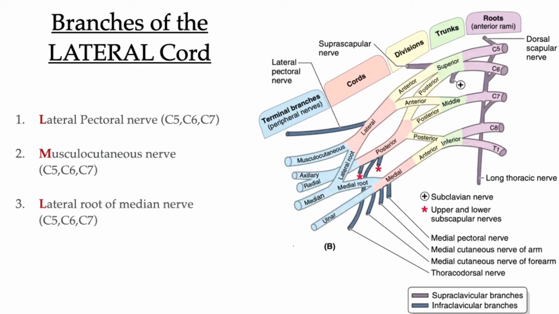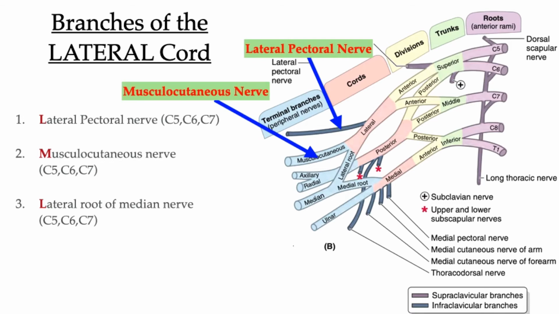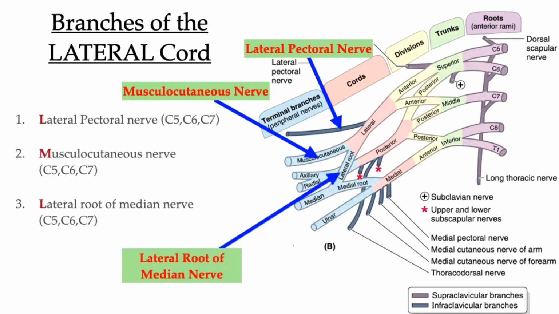Lateral cord of the brachial plexus. It gives out three branches. They are lateral pectoral nerve, musculocutaneous nerve, and lateral root of median nerve. Now let us talk about these branches briefly one by one.